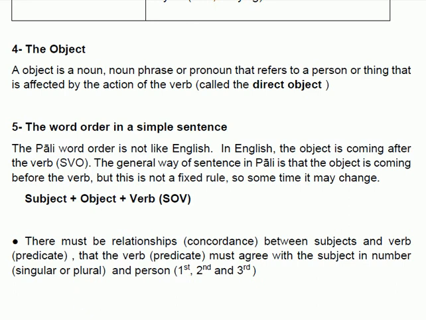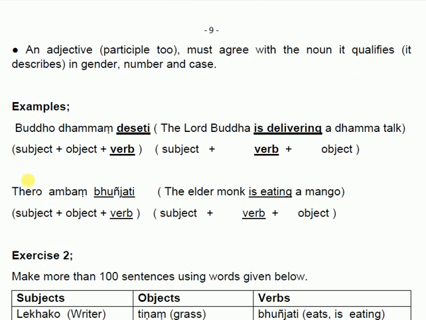Now let's go to page number 9. Turn to page number 9. And here is another rule. Let's read. An adjective or participle must agree with the noun it qualifies, it describes, in gender, number, and case. This rule also you can understand later. Just keep it in mind now. Let's go to this example. We have two examples here.